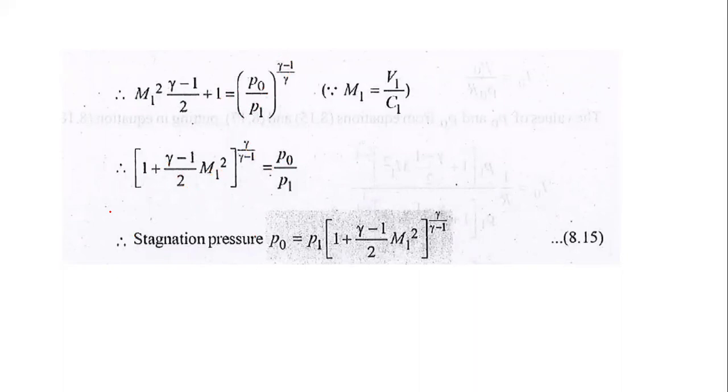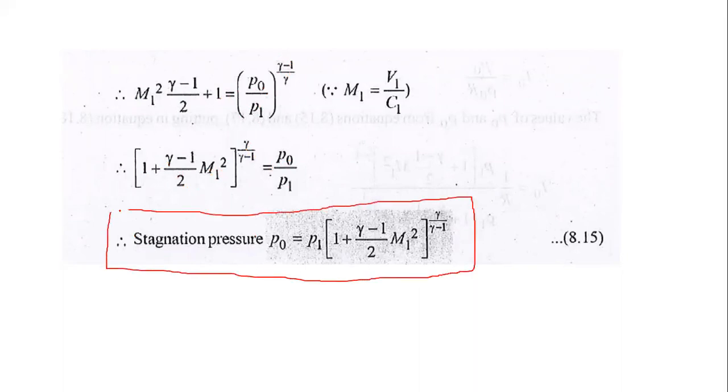So this is our stagnation pressure. P naught is equal to P1 into 1 plus gamma minus 1 upon 2 into M1 square raised to power gamma upon gamma minus 1. Okay, this is the stagnation pressure.